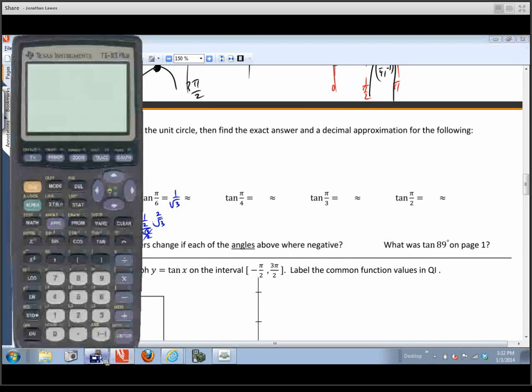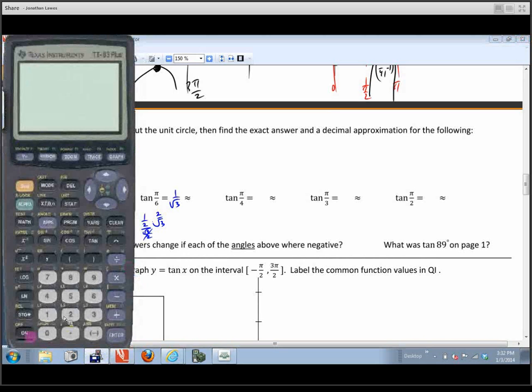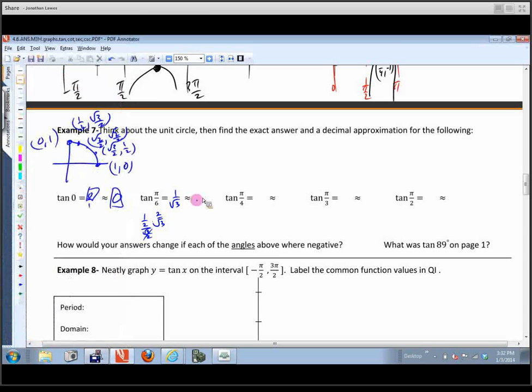But let's just grab the calculator and figure out what that is as a decimal. So I'll clear this stuff off, and we'll do 1 divided by radical 3. Now, if you think for just a second, didn't we do a bunch of this? Didn't we find a bunch of these values here? So that's going to be about 0.6, okay? And so hopefully you remember those.